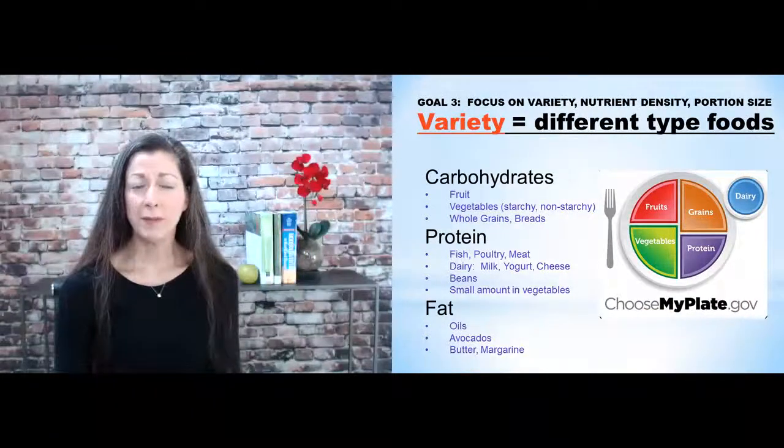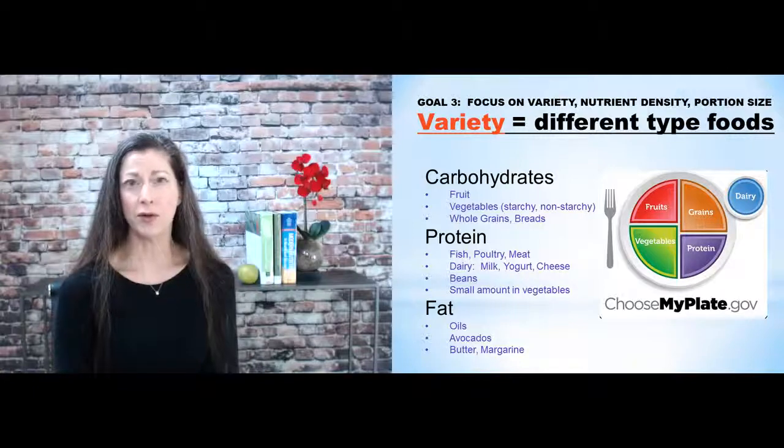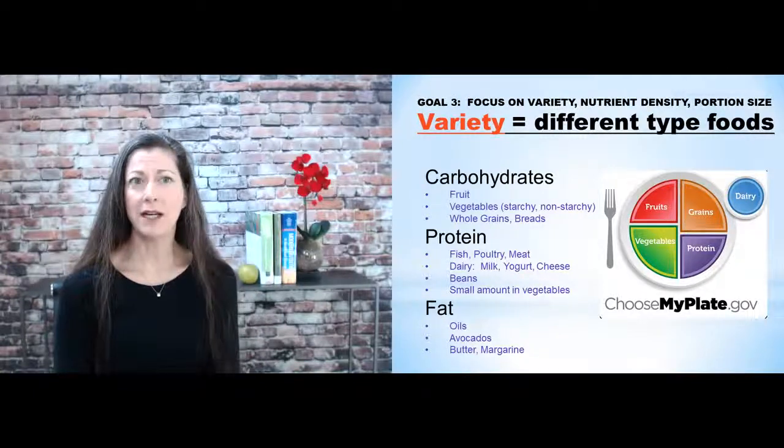When you are helping people create healthier eating patterns, you may find that goal number 3, focus on variety, nutrient density, and portion size, becomes one of the goals that you focus on the most. Variety means different types of foods. It means different types of macronutrients. It means meals that contain carbohydrates, proteins, and healthy fats. And it also means different types of varieties within each of those 3 categories of macronutrients.